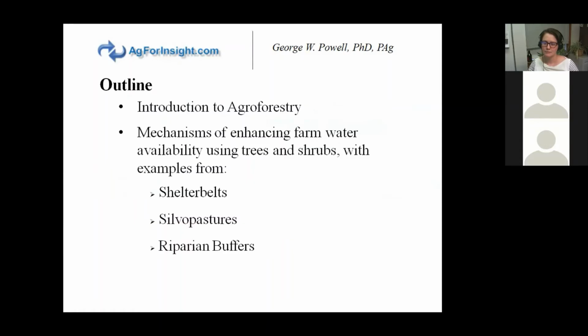I'm going to start with just a really brief introduction to agroforestry, and then I'm going to go through some of the mechanisms for enhancing farm water availability using trees and shrubs, with some examples from shelter belts, silvopastures, and riparian buffers.